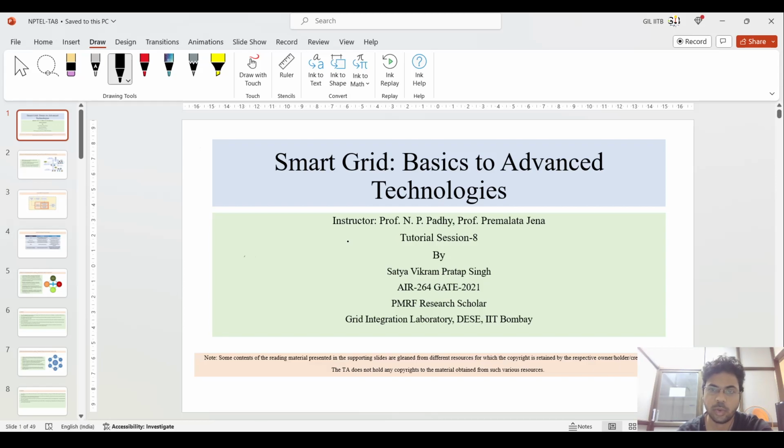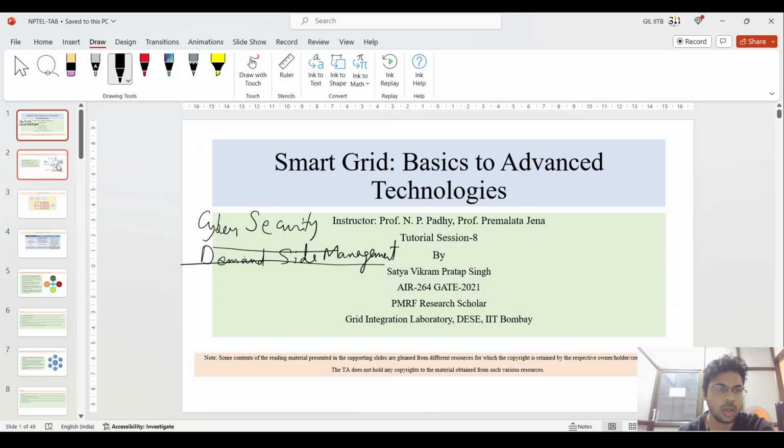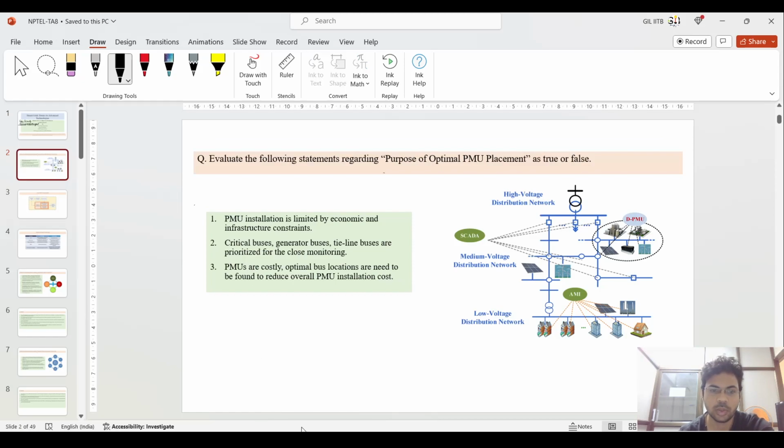Before starting, the instructors of this course are Professor M.P. Padhi sir and Professor Premlata Jana ma'am. So the topics we are going to cover today are cyber security issue, demand side management, and the methodologies, and some of the numerical based upon this demand side management.